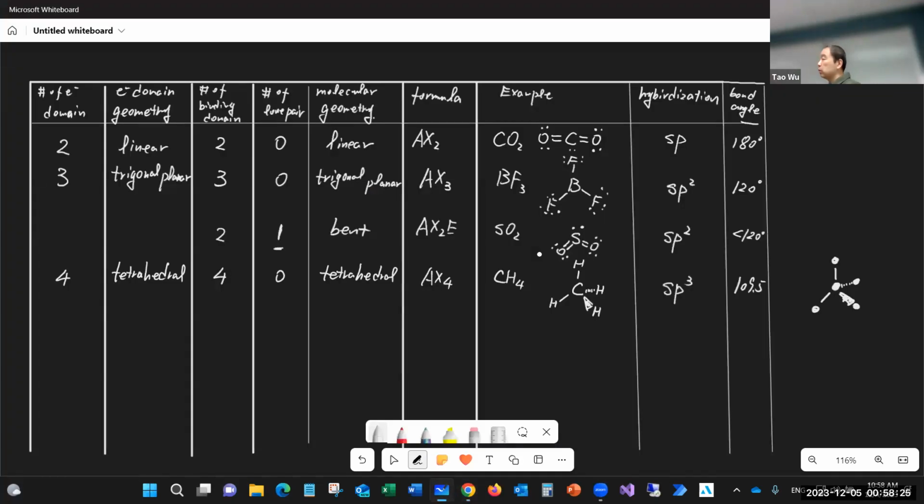So next time we're going to continue to talk about all the structures, including the 5 electron domain and the 6 electron domain. They have some variations for the geometry.